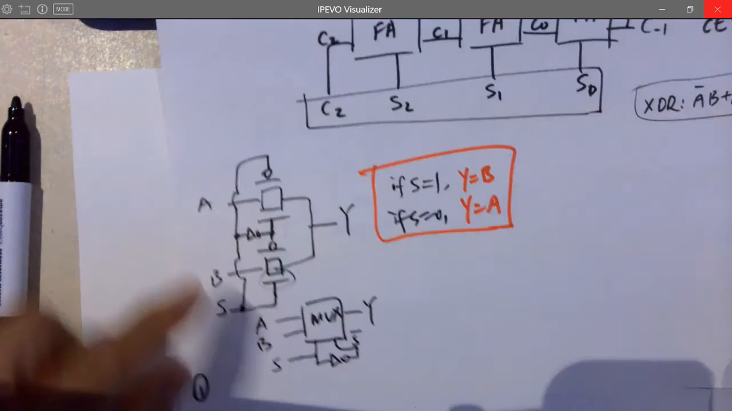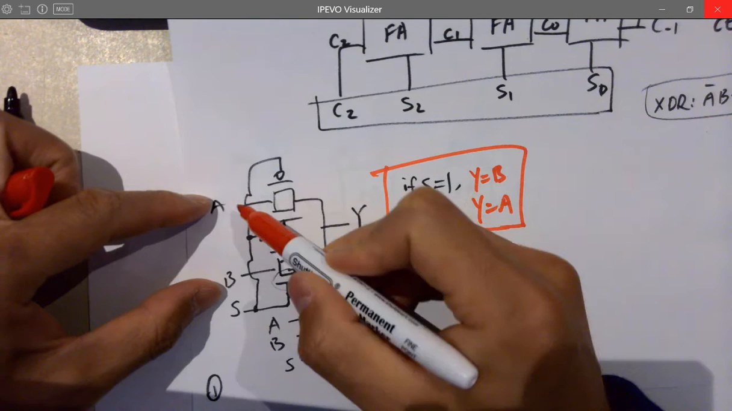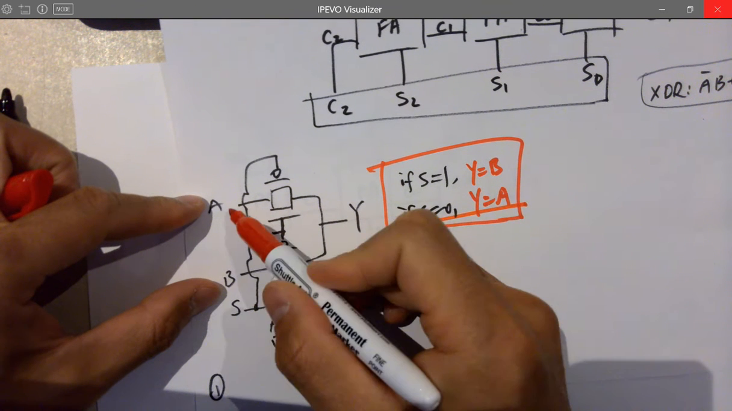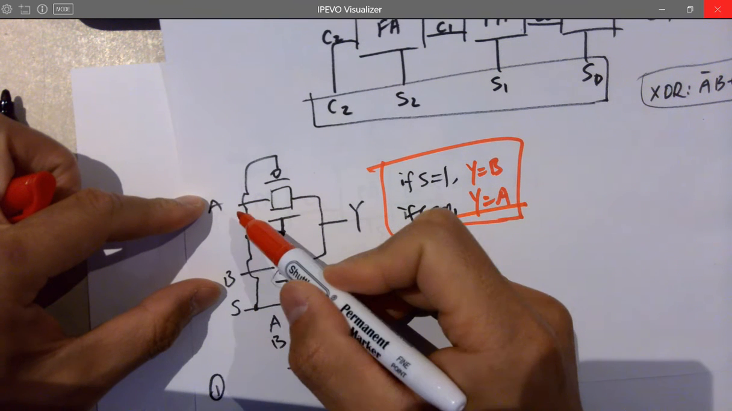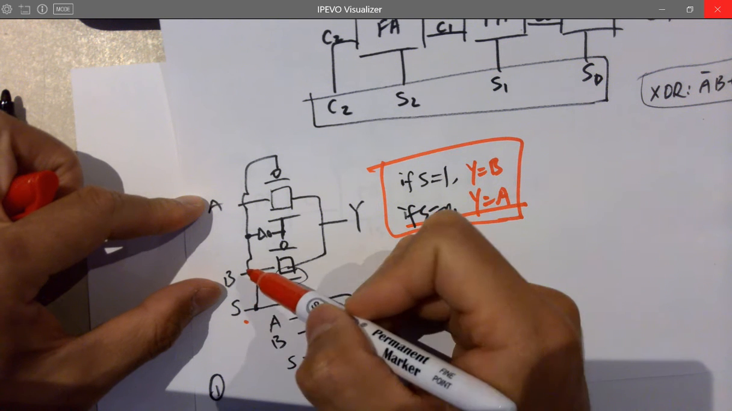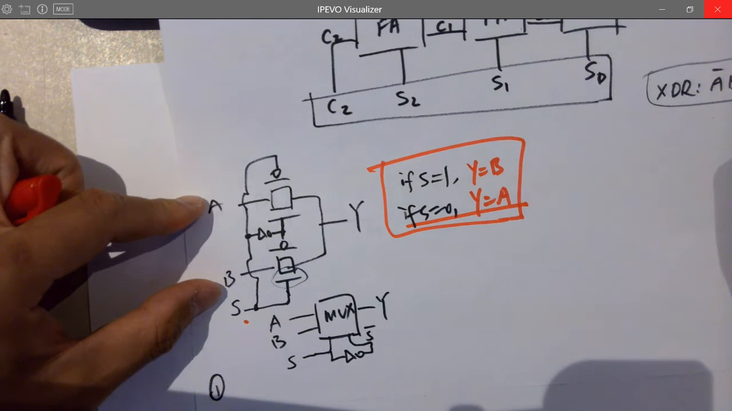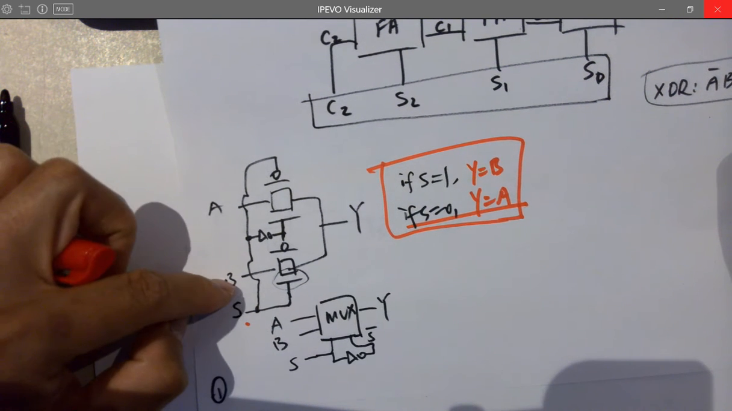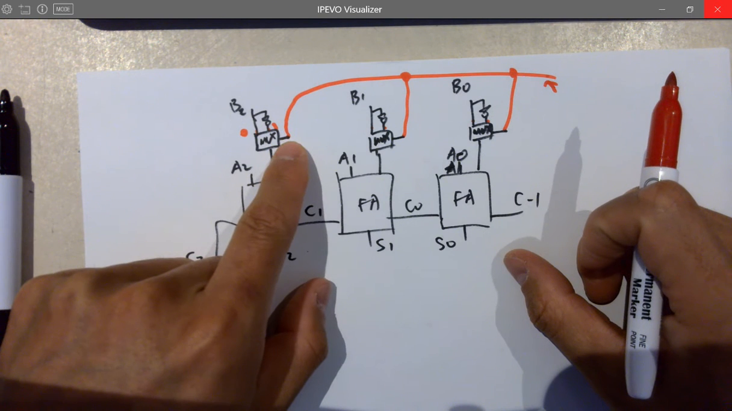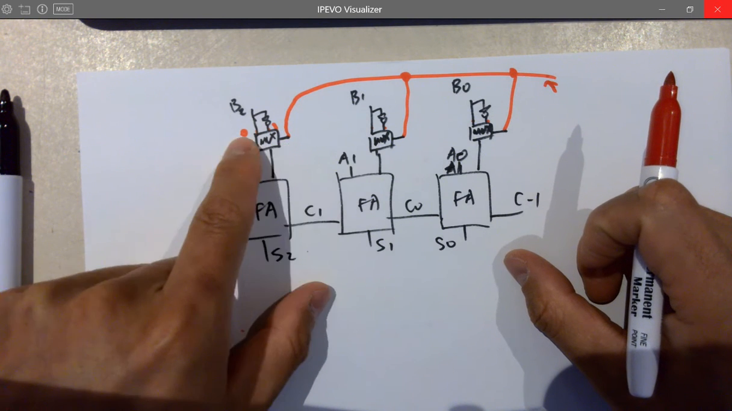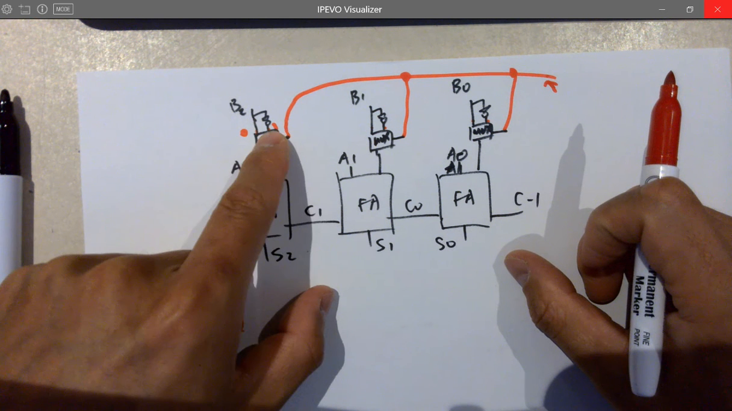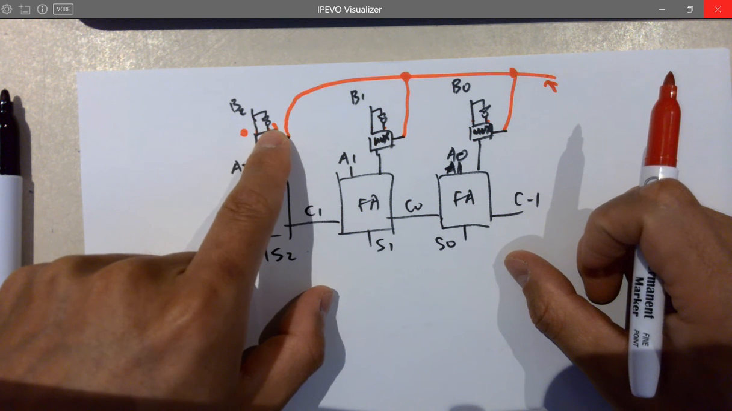See here? When S is 0, it's selecting A, the one on the top. When S is 1, it's selecting B at the bottom. So it doesn't have to be B, it's just the name of it. It's just selecting whatever data is at the bottom. So for this one, the same thing. Whenever the selection bit is 0, it's selecting the original B. Whenever the selection bit is 1, it's selecting the inverted B.